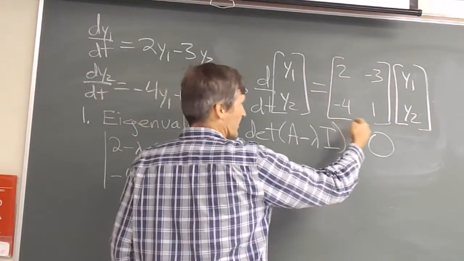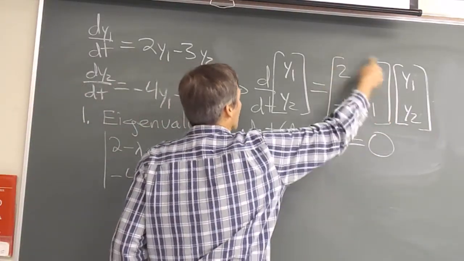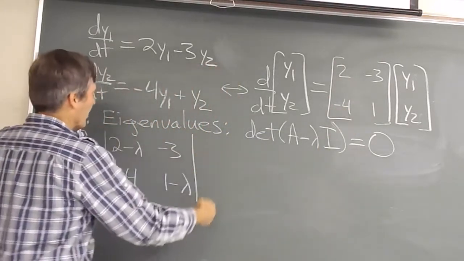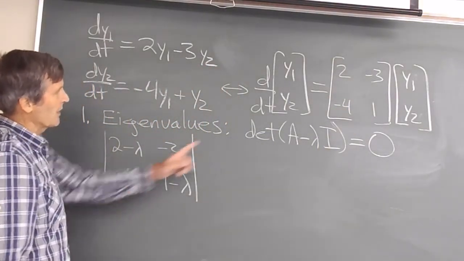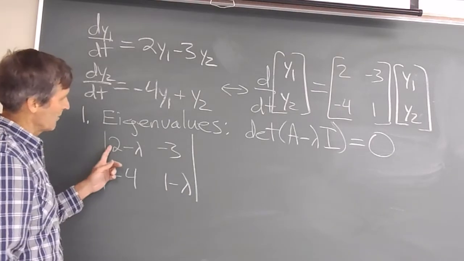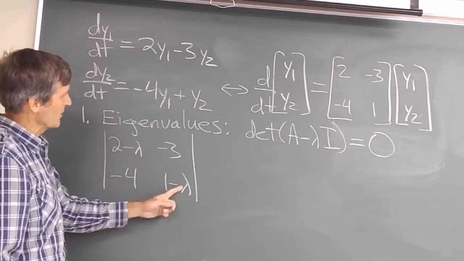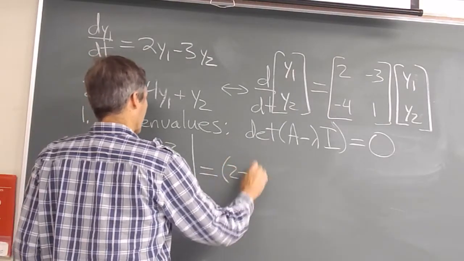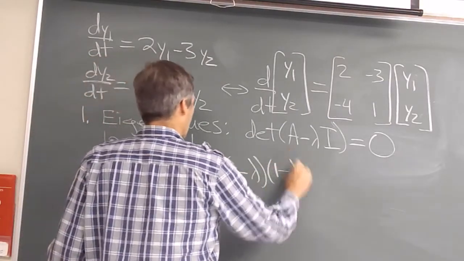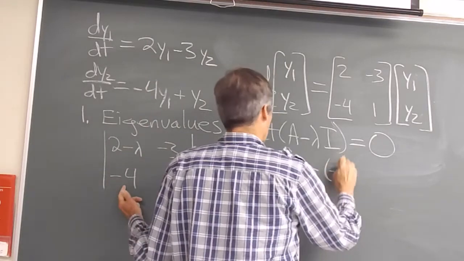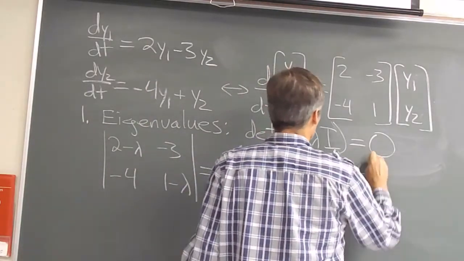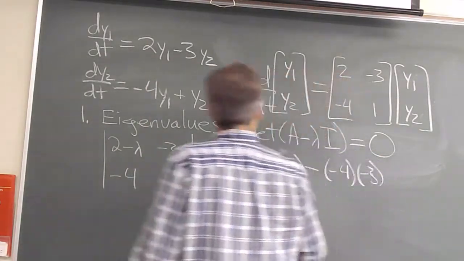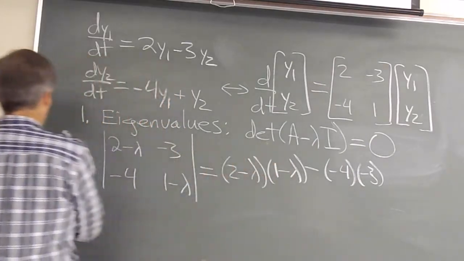If you have a matrix, it's just a rectangular array of numbers like this. But if you put straight bars on the side, that's another notation for determinant. It means the number that you get by taking this times this minus this times this. So we multiply this out, we get 2 minus lambda times 1 minus lambda minus negative 4 times negative 3. And the eigenvalues are where this determinant equals 0, right?